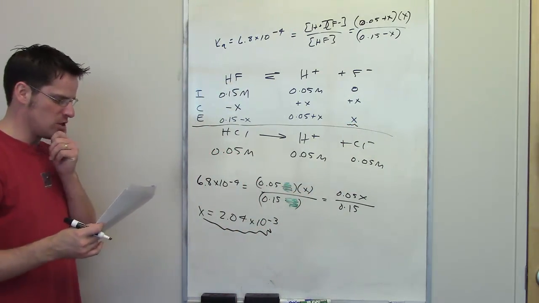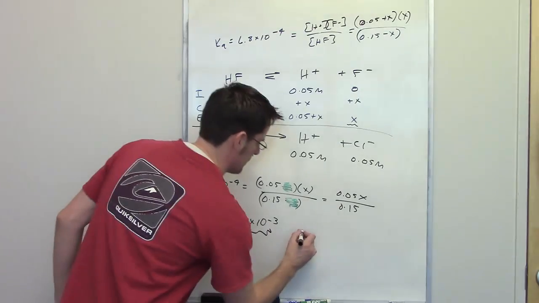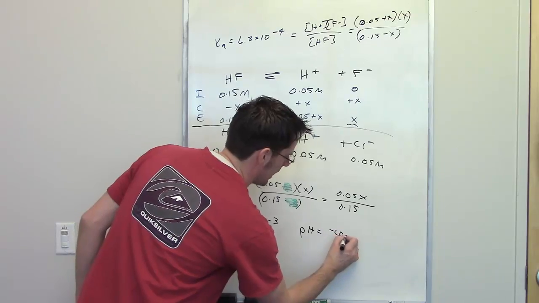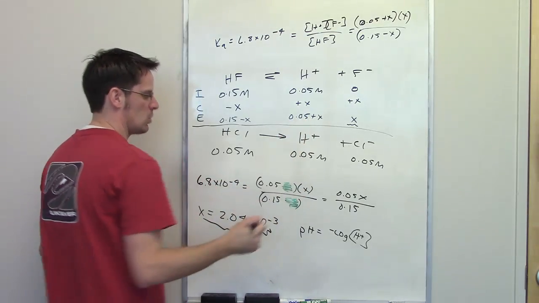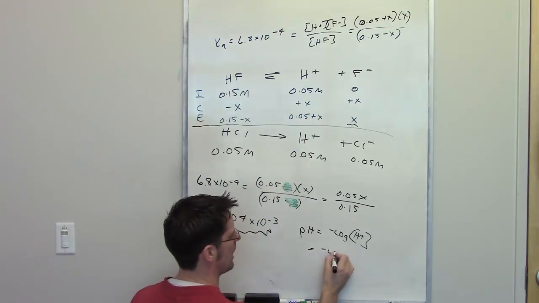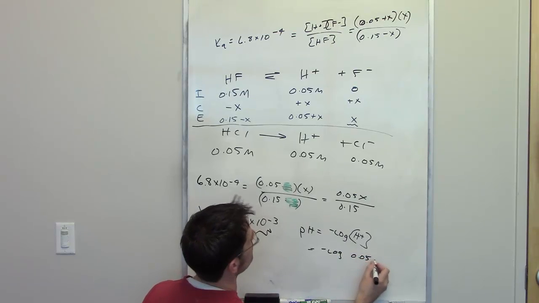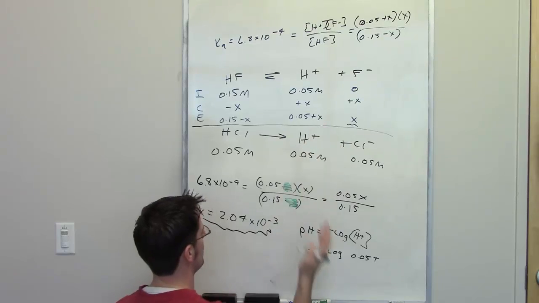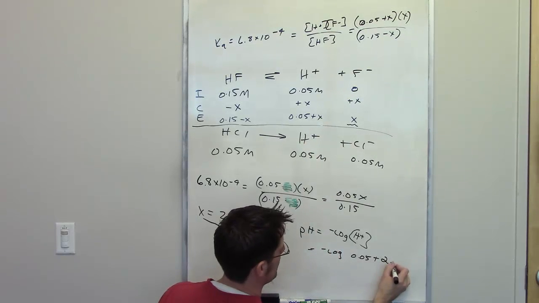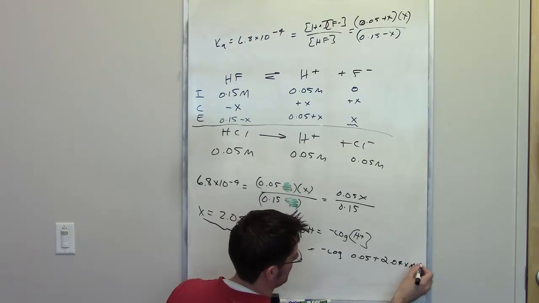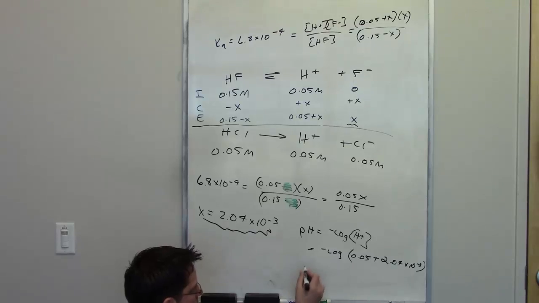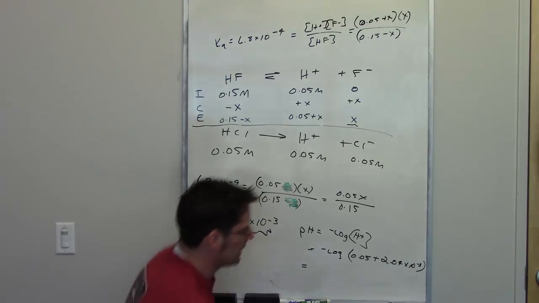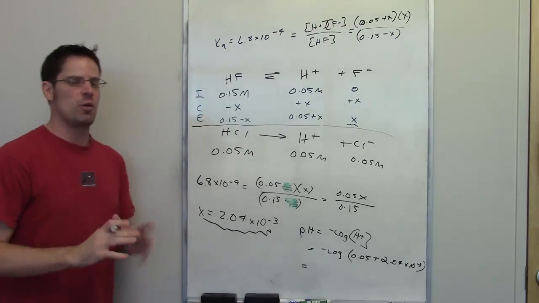The second half of the question is asking for the pH of the solution. pH, of course, is equal to the negative log of the hydrogen, or H plus, concentration. So what I can do is set that equal to negative log of 0.05 plus X. We now know what X is. X is equal to 2.04 times 10 to the negative 3. Now you might notice when you add 0.05 plus 2.04 times 10 to the negative third that it's so close to 0.05 that it might actually be 0.05. But you put that into your calculator, and that should give you the final pH for this solution at equilibrium.